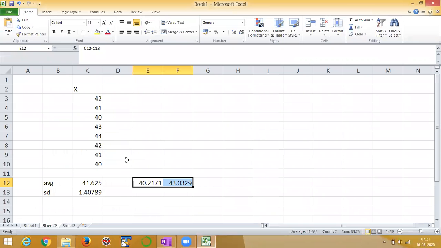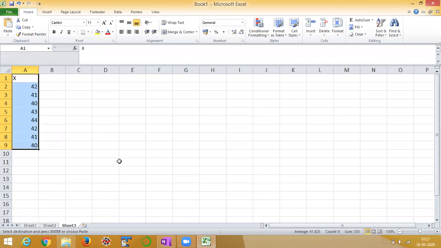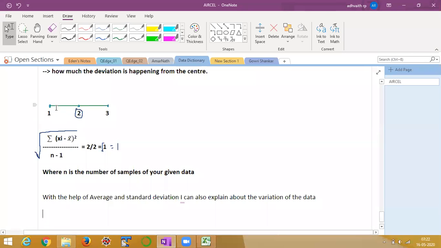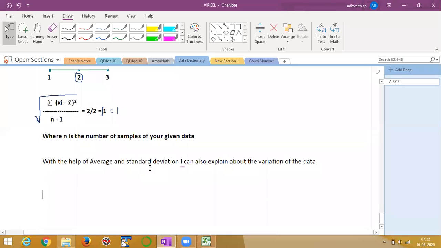So here, what is our center? 41. If I make it sorted, let's imagine, how much fluctuation is happening from the center? Here also I said how much fluctuation, deviation is happening from the center. From the 41, some values are less than, some values are greater than. Hope this is clear. So what is standard deviation?